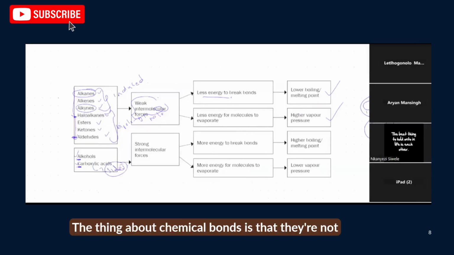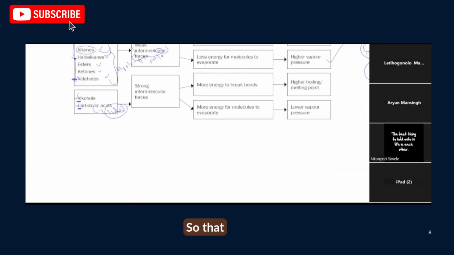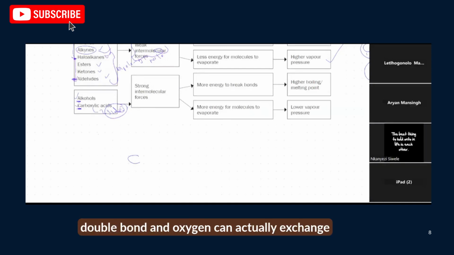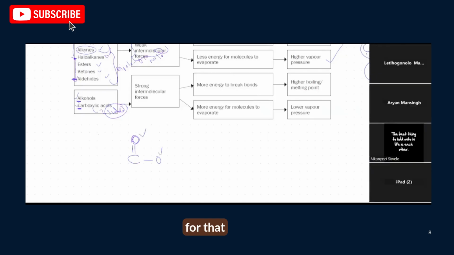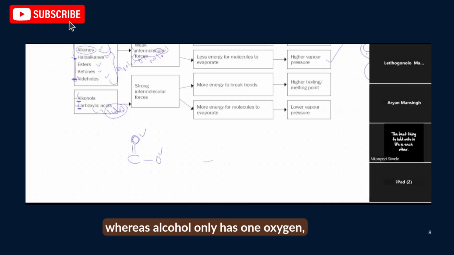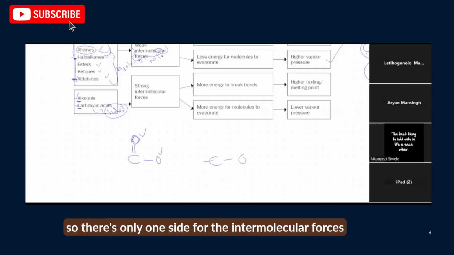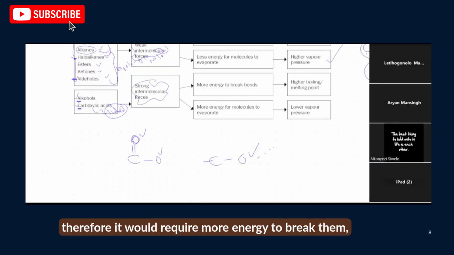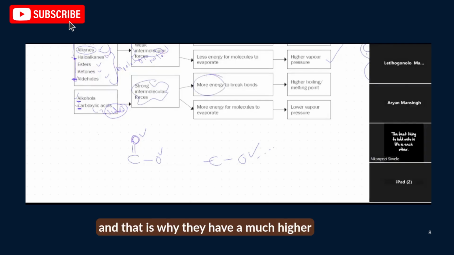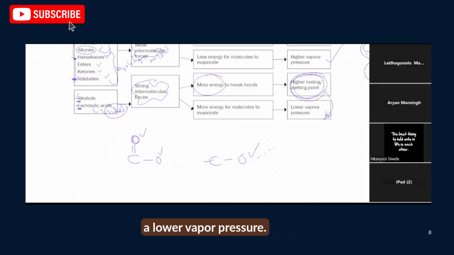The thing about chemical bonds is that they're not necessarily fixed. So that double bond and oxygen can actually exchange with one another. So there will be two sites for the hydrogen bond to happen instead of one, whereas alcohol only has one oxygen, so there's only one site for the intermolecular forces to exist. So these are considered strong intermolecular forces, therefore we would require more energy to break them, and that is why they have a much higher melting and boiling point and a lower vapor pressure.